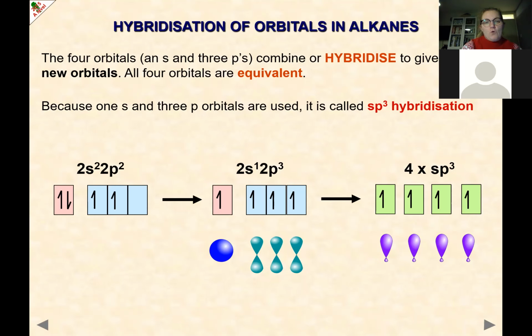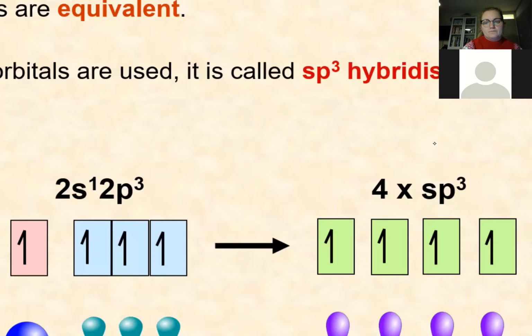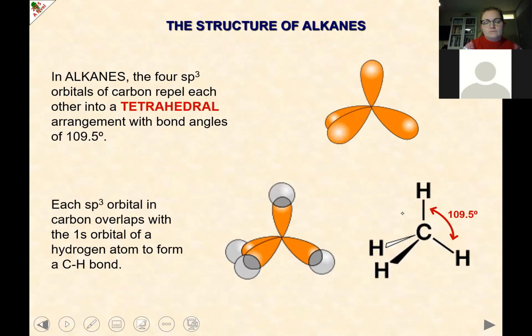So we get 4 orbitals now instead of 3, and it becomes these 4 sp3 orbitals, and they are equivalent, so they all look identically the same. So this is the tetrahedral shape and why I was going on about that.